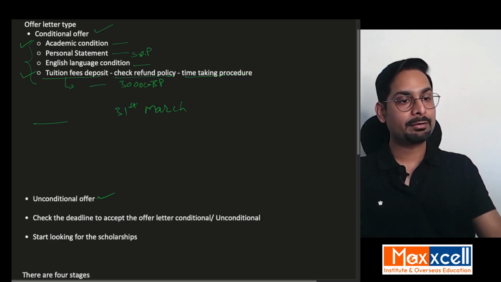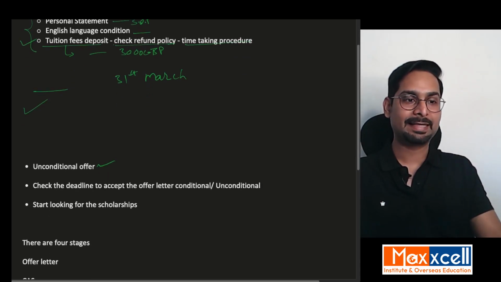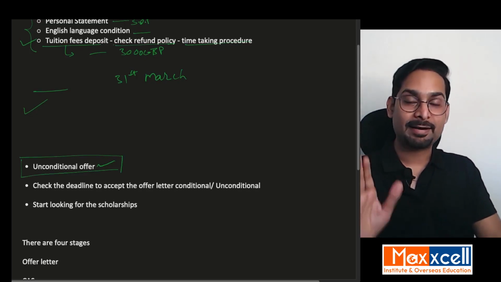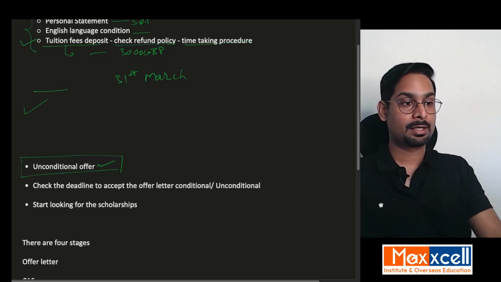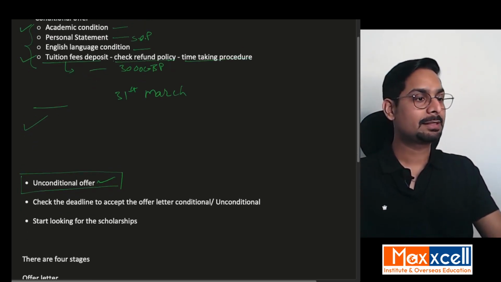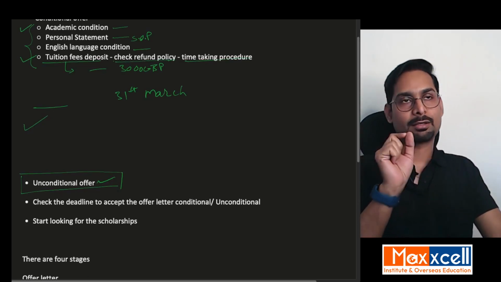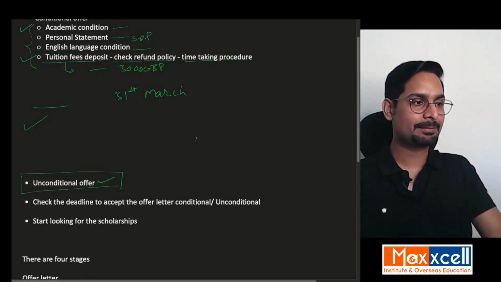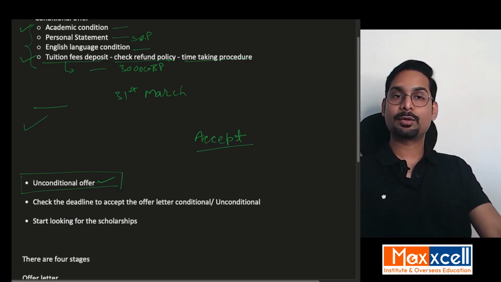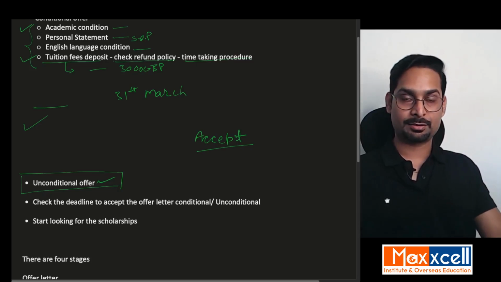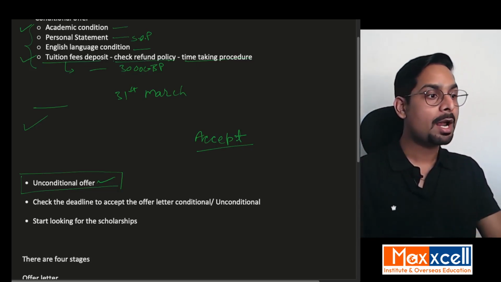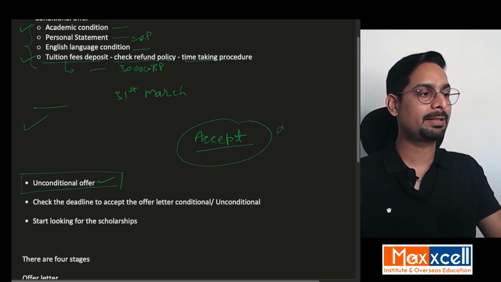Okay. Now, when you clear these conditions, the next step is that you are going to receive an unconditional offer letter. Okay. Now, that's not the final document which you should have. Whether it is a conditional offer letter or an unconditional offer letter, you will always find an option to accept the offer. Okay, so you have to respond to the offer that, okay, I want to go ahead with this particular university. So you have to accept the offer, and for accepting the offer also there will be a deadline.